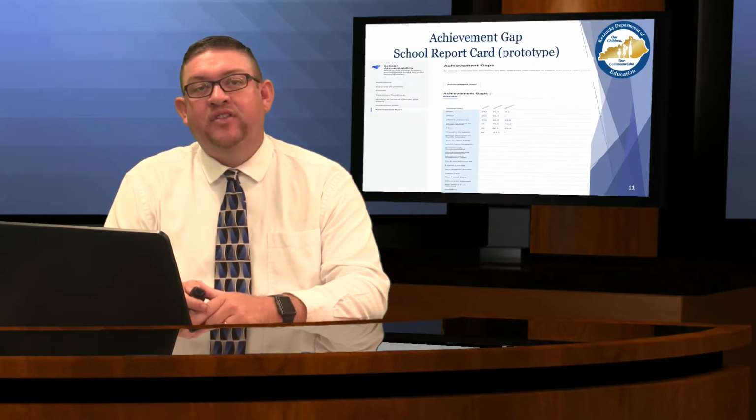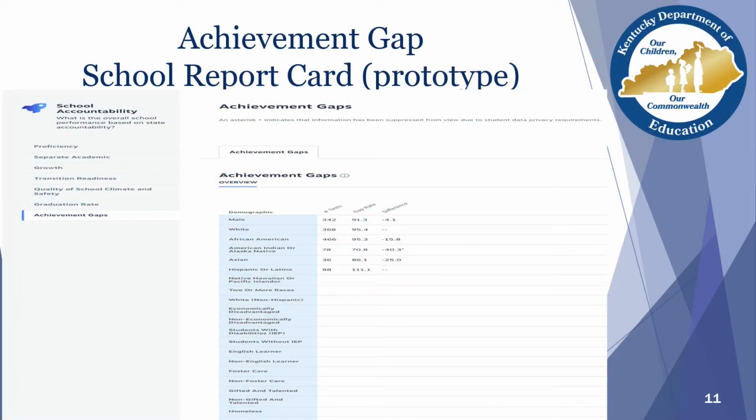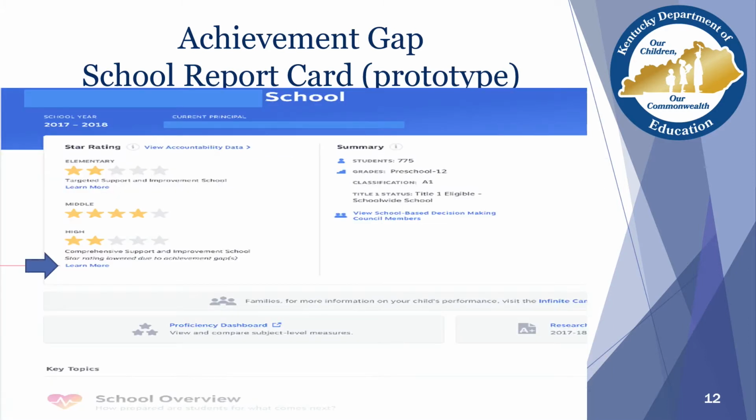Again, slide 11 shows the achievement gap overview and some of the areas that you can see during reporting. This is not all the areas that will be shown, but as noted during slide 10, these are prototypes that could change. Slide 12 shows how the stars provided for the overall rating at the schools are or could be impacted by certain areas. If you notice the blue arrow pointing to Learn More, by clicking on that link, you will be given additional information that you will not see on the initial landing.